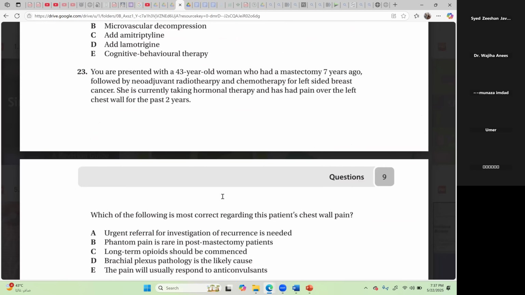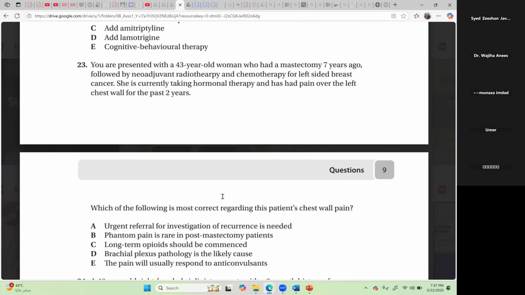Okay, you are presented with a 43-year-old woman who had a mastectomy 7 years ago, following adjuvant radiotherapy and chemotherapy for left-sided breast cancer. She is currently taking hormonal therapy and has had pain over the left chest wall for the past 2 years. So actually, you can think about so much information. Mastectomy. This patient is a candidate for which sort of pain?